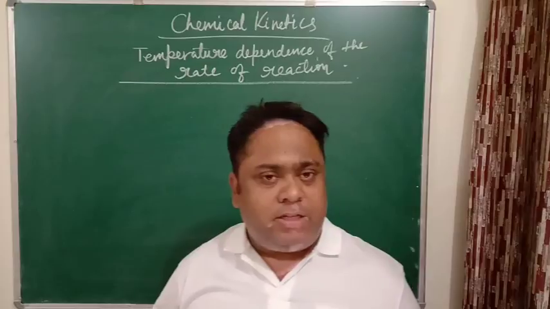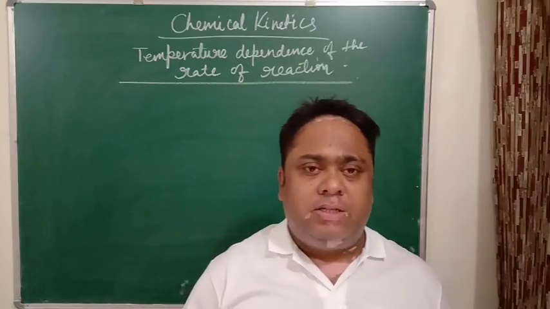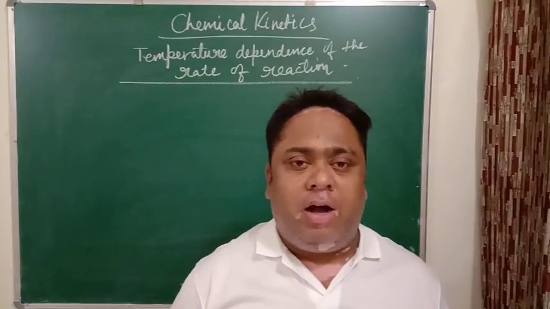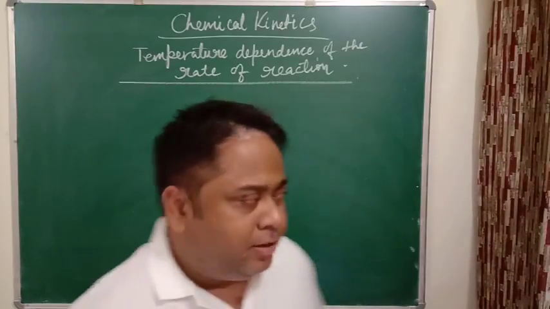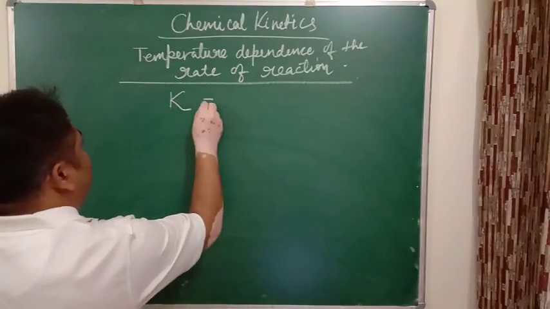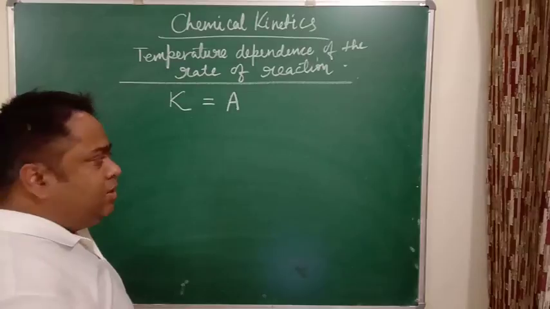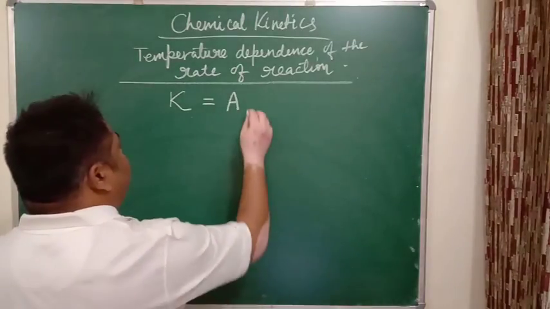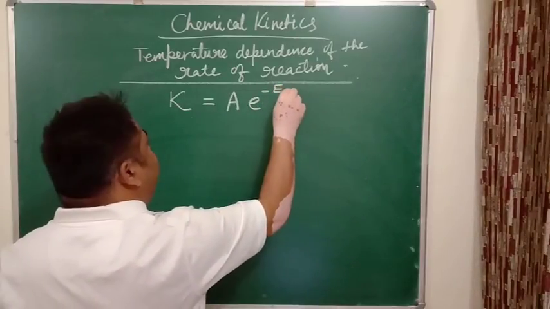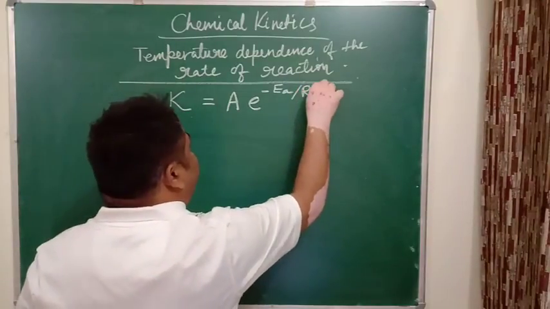So basically the rate constant and the temperature of the reaction are related by an equation which is called the Arrhenius equation. So we will see how the Arrhenius equation looks. It is like this: k, as we know, is the rate constant, equal to a constant A which depends upon the collision frequency, e to the power minus Ea, where Ea is activation energy, divided by the universal gas constant R multiplied by T.